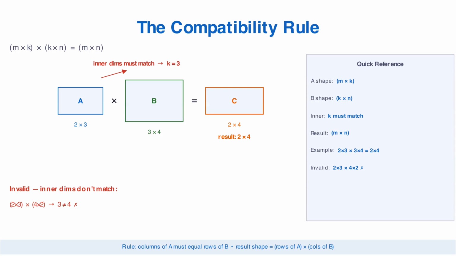When the shapes are compatible, the result matrix C has shape M by N. The outer dimensions survive. The inner dimension K, the shared one, disappears. A 2 by 3 matrix multiplied by a 3 by 4 matrix gives a 2 by 4 result. But a 2 by 3 multiplied by a 4 by 2 fails, 3 does not equal 4. Always check the inner dimensions first.